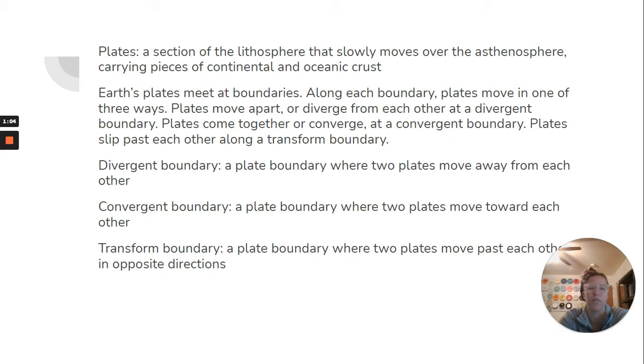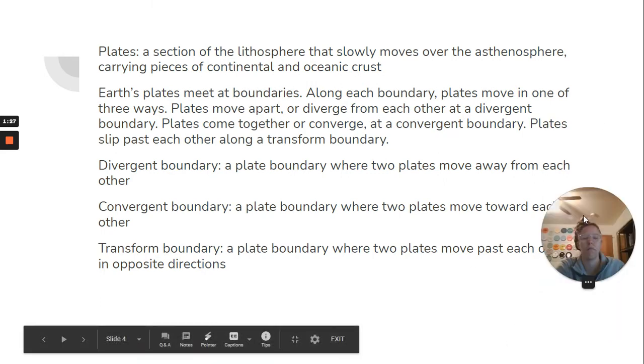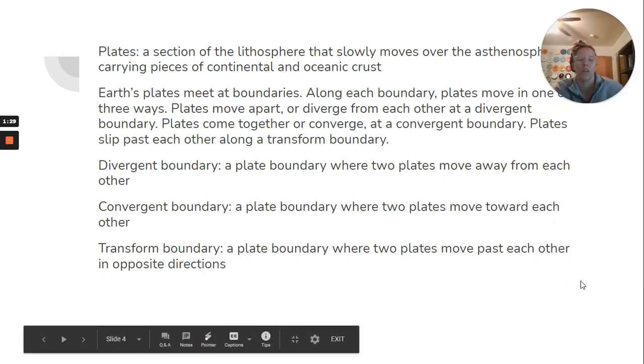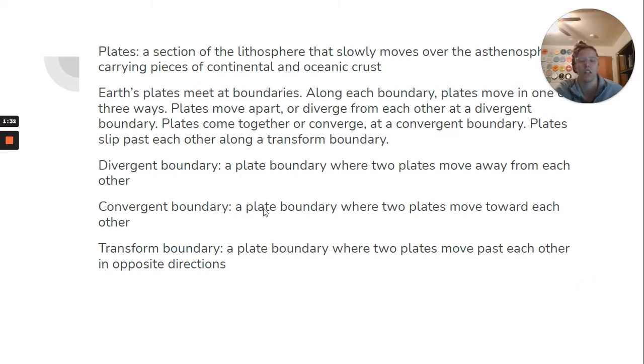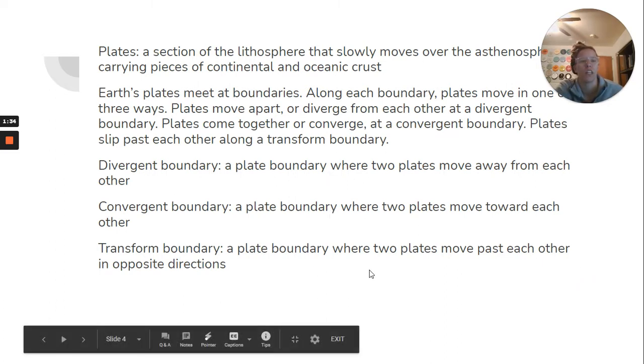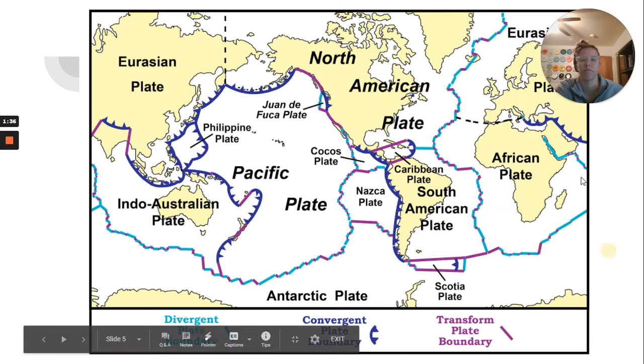Along each boundary, plates move in one of 3 ways. So they move apart or diverge from each other at a divergent boundary. They come together or converge at a convergent boundary, and they slip past each other along a transform boundary. So a divergent boundary, again, a plate boundary where 2 plates move away from each other. Convergent is a plate boundary where 2 plates move toward each other, and a transform boundary is a plate boundary where 2 plates move past each other in opposite directions. These are 100% going to be on your assignment for today.